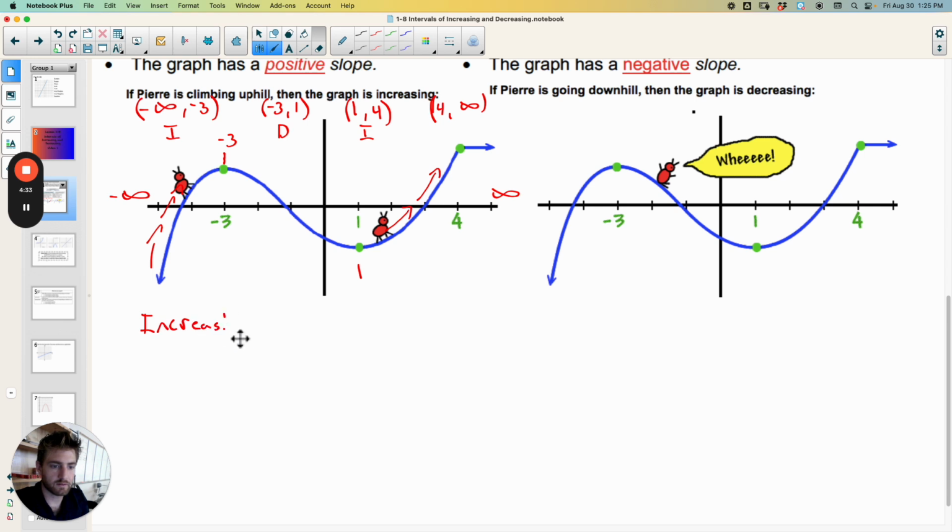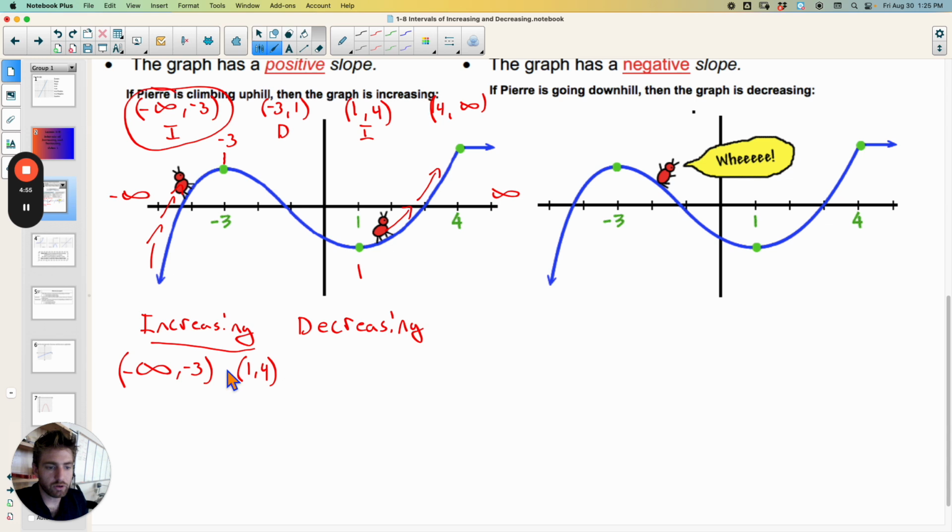Increasing. And where is it decreasing? Okay, so this function is increasing from negative infinity to negative 3, and from 1 to 4.